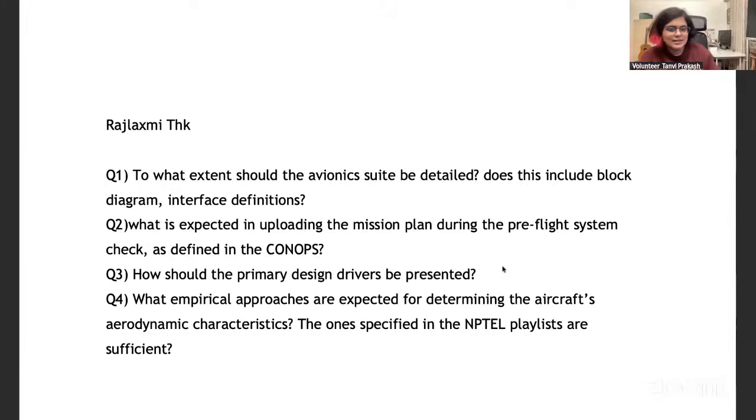I hope this has answered all the questions. Rajlakshmi or anyone from her team, if you're present, please unmute yourself.